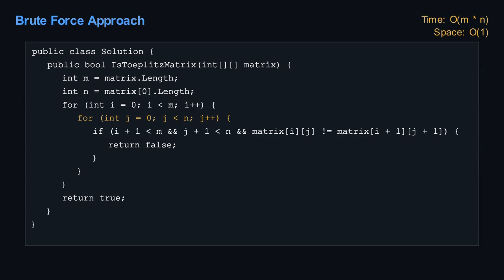This approach visits each cell once and does a constant time comparison, so the total work is proportional to the number of cells. That's O(m times n) time. The memory usage stays O(1), constant, because we only keep a few counters and a Boolean flag.